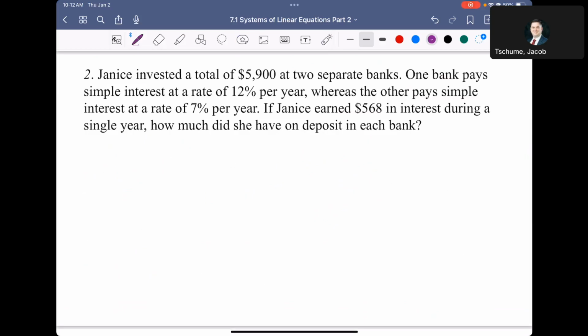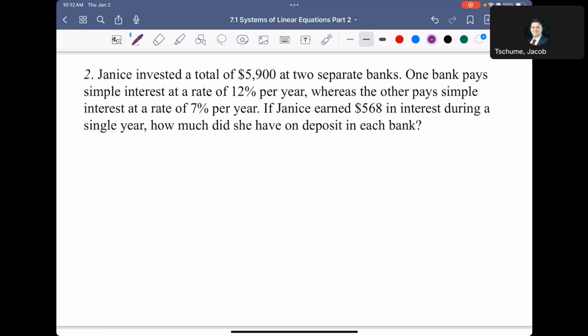Janice invested a total of $5,900 at 2 separate banks. One bank pays simple interest at a rate of 12% per year, whereas the other pays simple interest at a rate of 7% per year. If Janice earned $568 in interest during a single year, how much did she have on deposit in each bank?